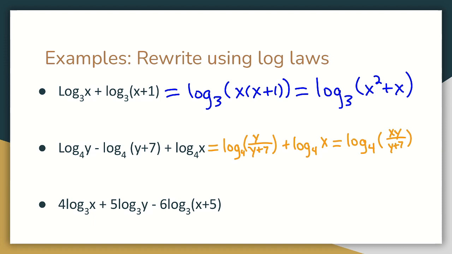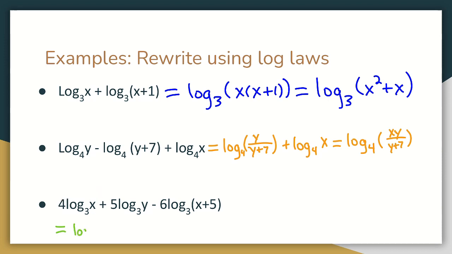And that's that one. Now this one's tricky, this third one here. Remember that when we are multiplying a number times a log, then that can come in and it becomes the exponent on the argument.